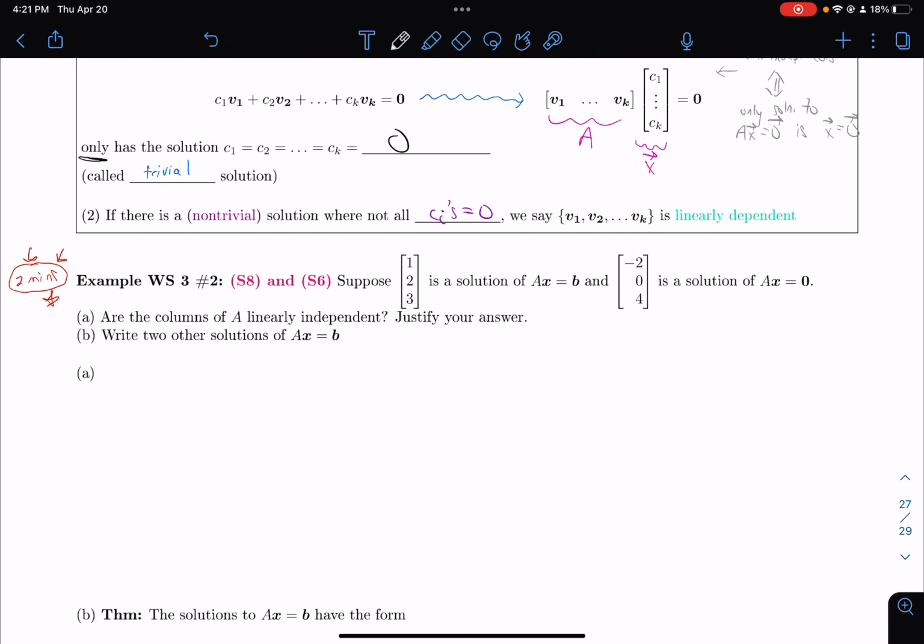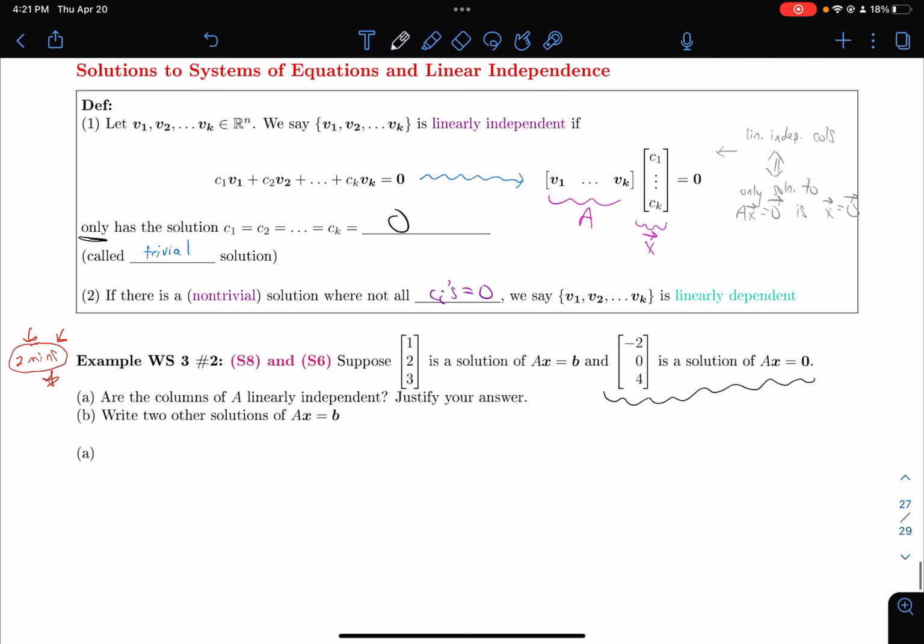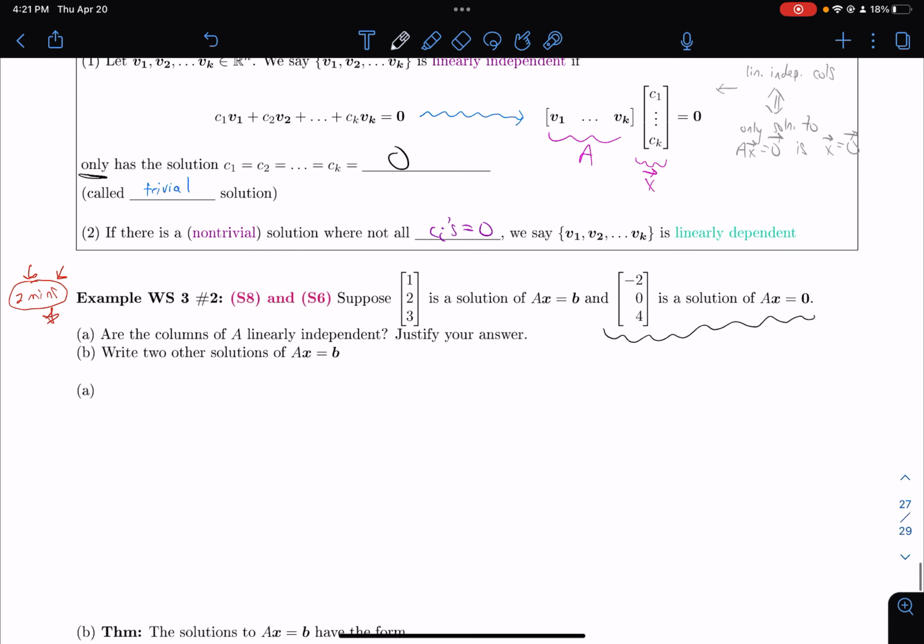It asks, are the columns of A linearly independent? One of the things that makes this problem hard is we don't know what the matrix A is. So how can we answer this question? Well, the problem tells us this piece of information about the equation Ax equals 0, and that reminds me of the definition of linear independence above. If (-2, 0, 4) is a solution of Ax equals 0, that means if I plug it in for x, if I do A times (-2, 0, 4), it's going to make that equal to 0.